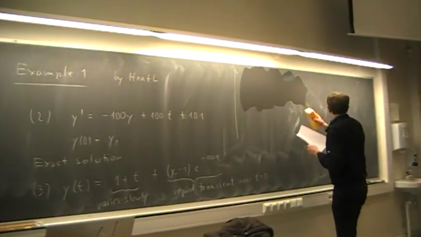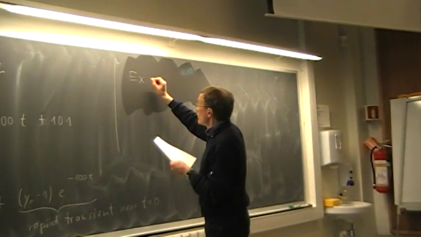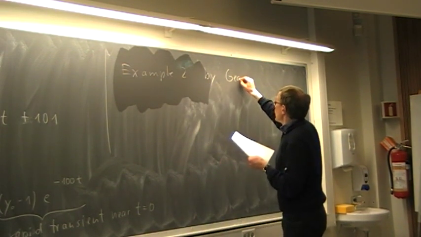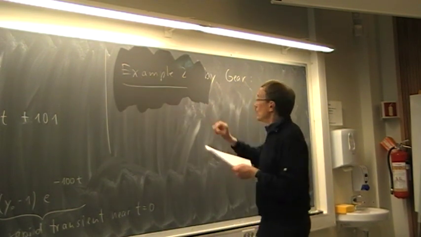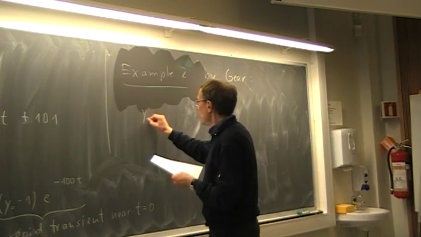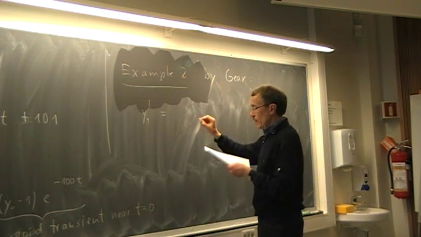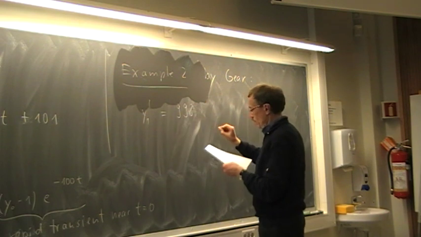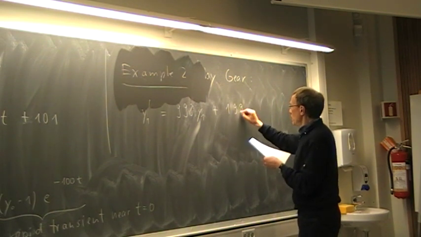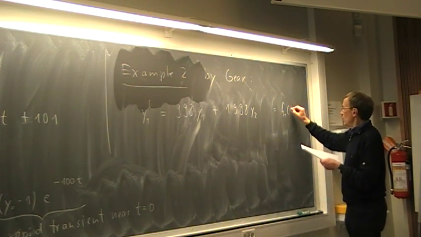So, second example for a stiff ODE system, and that is by an author called Euler. He's written some books, I think in the 70s, and one of the examples is the following. The first component of the solution, which is called y1, the derivative of that is equal to 998 y1 plus 1998 y2. That is our first component of our function.